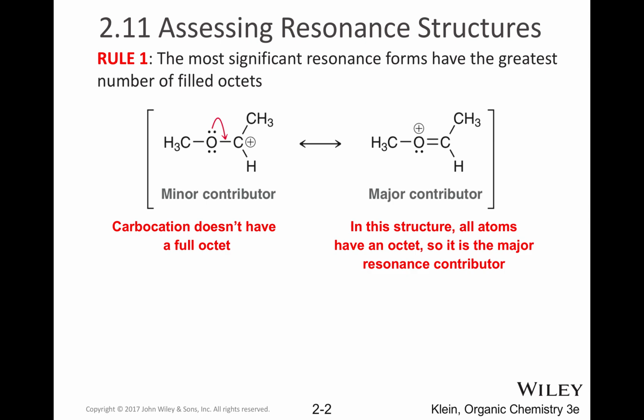It might be tempting to say the first, since the positive charge is on the less electronegative atom. But it is the second structure that is more stable, because in the second structure, all of our second row atoms have their full octet. Even though we've placed a positive charge on the electronegative oxygen, the carbon now has a full octet, and that is the most important rule. So the second structure is the major resonance contributor.